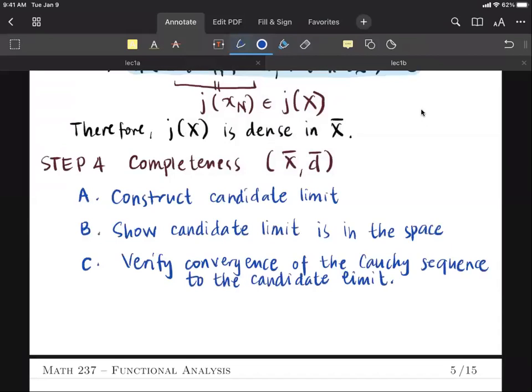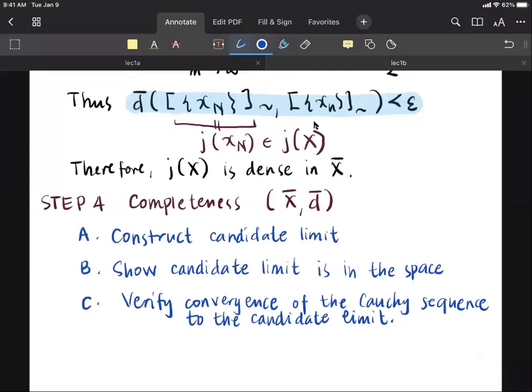Okay, so this is the generic step in establishing completeness of a metric space. Again, if you pick an arbitrary Cauchy sequence, A, you construct a candidate limit. B, you show that the candidate limit lies in the space. And finally, verify that indeed the Cauchy sequence will converge to the constructed candidate limit. Okay, so let us apply this in establishing the completeness of the metric space X bar, d bar.